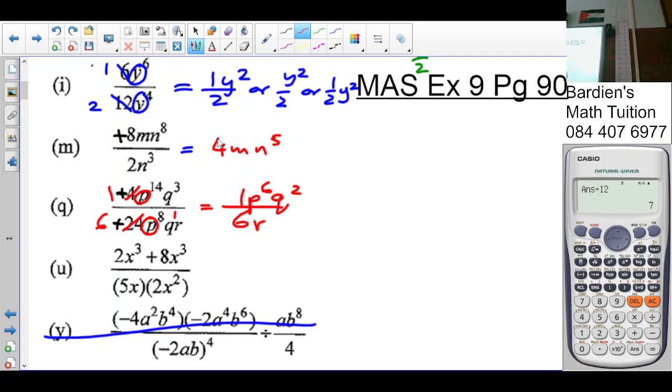Who got an answer like that? Is it written like that, or p to the 6 q squared over 6r? Because there's a variable in the denominator here, I can't write it next to it. Okay, it's going to be better like that.